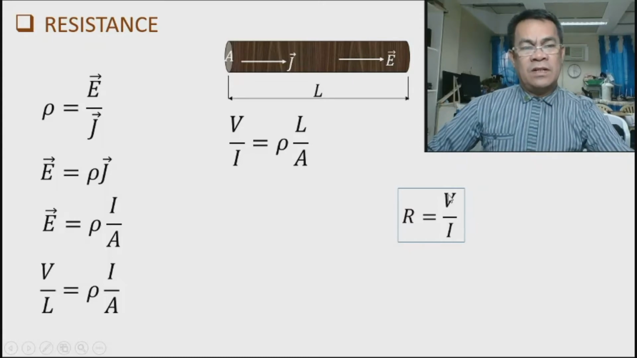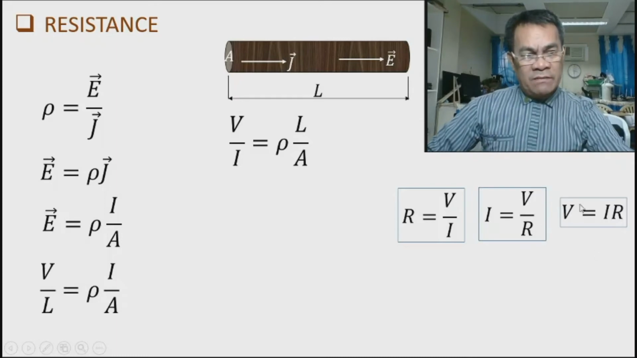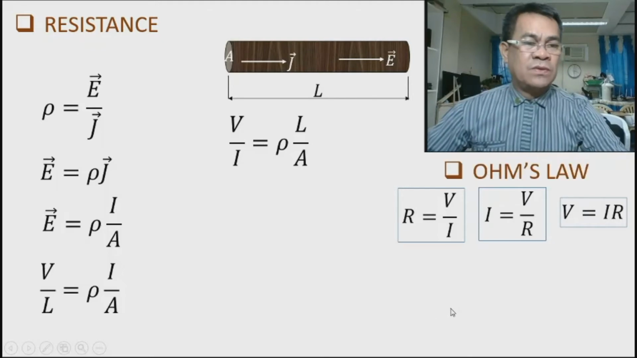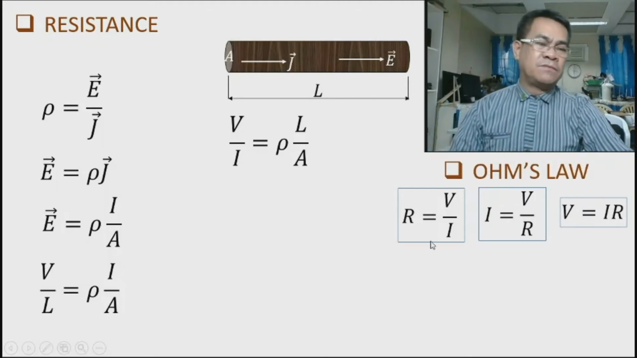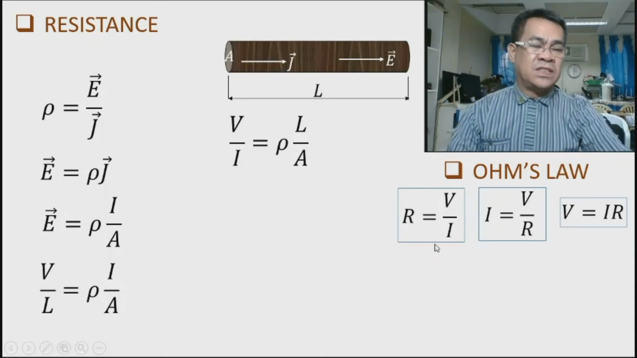Or we can say that I is equal to V over R. Or, diagonal product, V is equal to IR. This is Ohm's law. This proof is allowed only provided you follow the consistency of units.